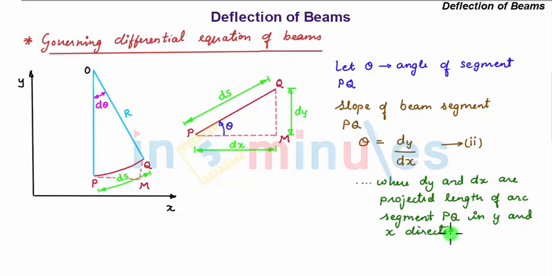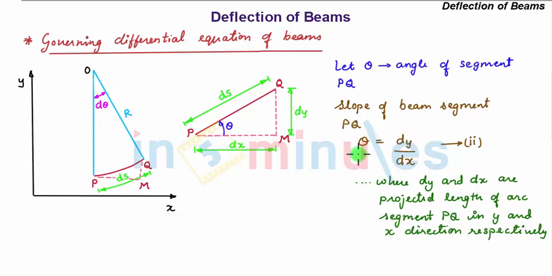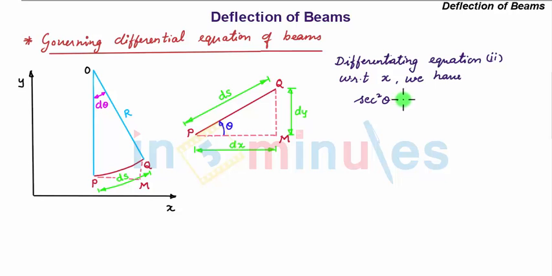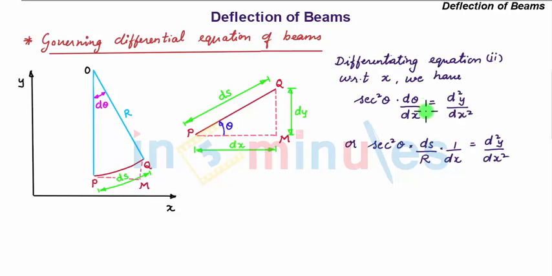x direction respectively. Differentiating this equation 2 with respect to x, we have sec square theta into d theta by dx is equal to d square y by dx square, or sec square theta into ds by r into 1 by dx is equal to d square y by dx square. So we substitute this in place of d theta by dx, since we know d theta is equal to ds by r from equation 1. So in place of d theta we substitute ds by r.